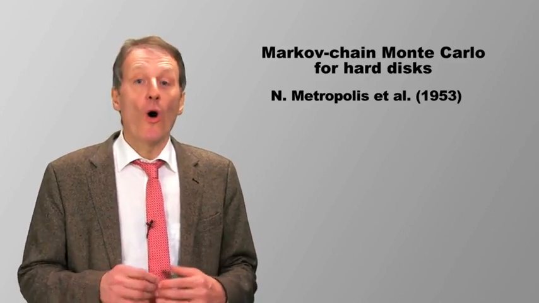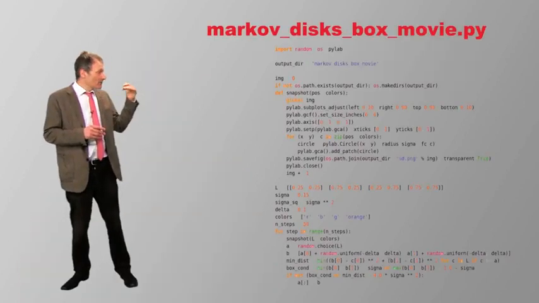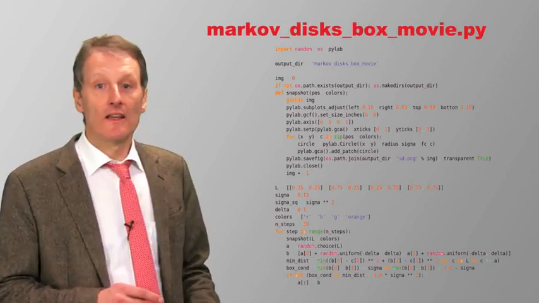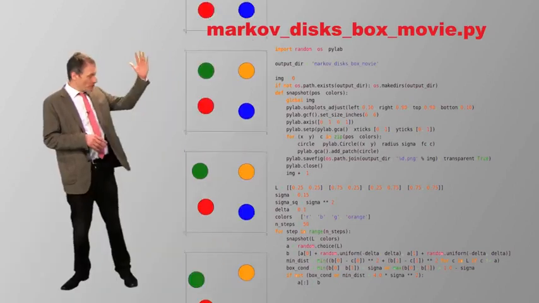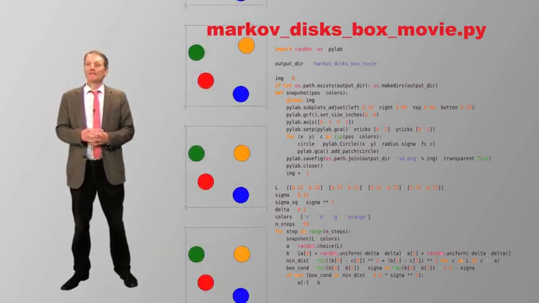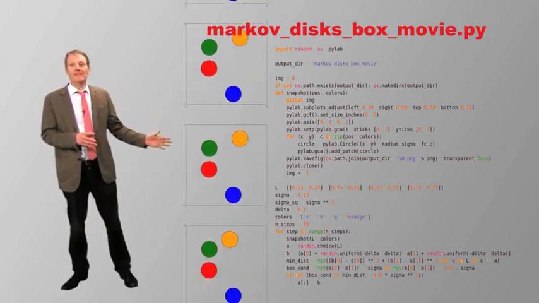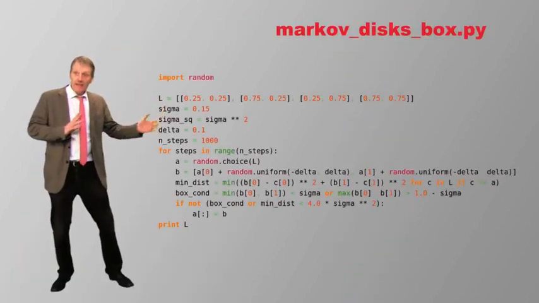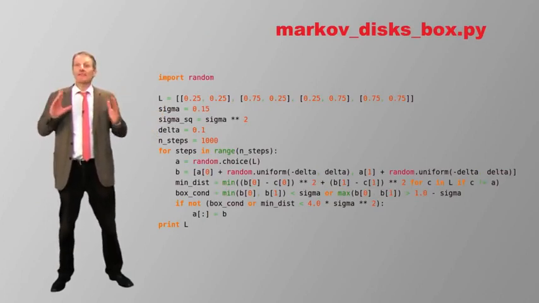This precise algorithm for this model of hard disks was introduced by Metropolis et al. in a famous article of 1953. On the website, you will also find the algorithm markov_discs_box_movie.py that produces nice graphics output shown here. You'll see that there are correlations between subsequent configurations. And sometimes two subsequent configurations are identical. This corresponds to the piles of pebbles that we created last week. This algorithm samples the same distribution as the direct disks algorithm.